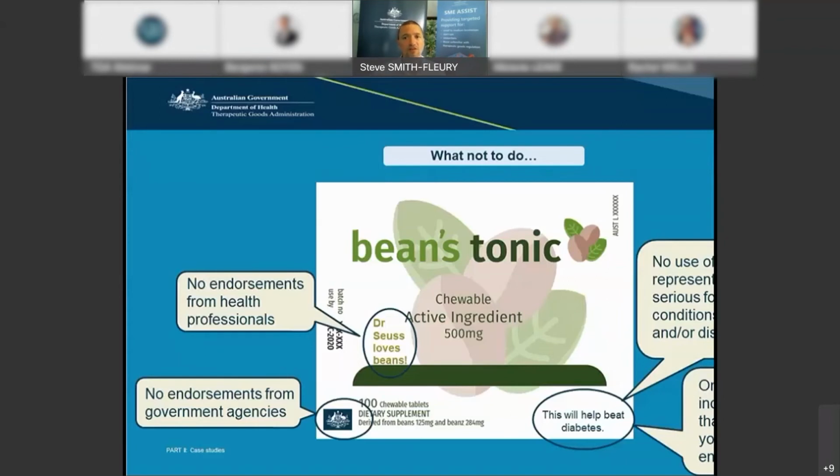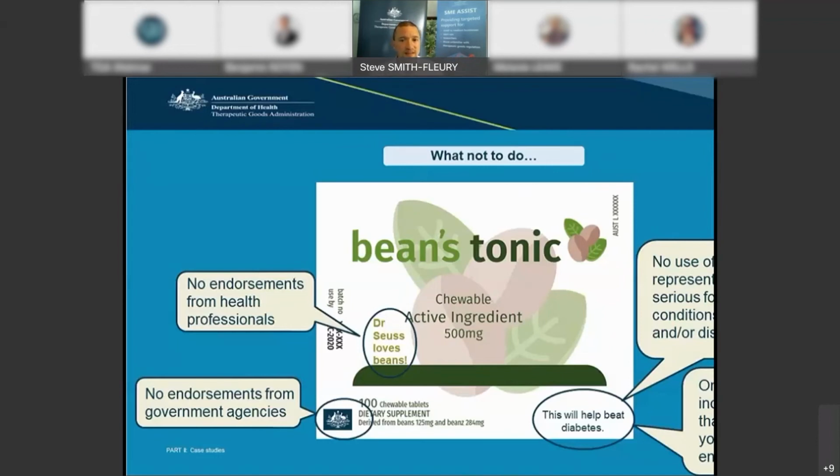So the Advertising Code gives information about endorsements. Your advertisement can't be endorsed either directly or implied by certain factions such as the government, government organisations or health professionals. In this example, old Dr. Seuss is representing a health professional. He's saying that he loves beans. Now we might question if this is really his supporting or endorsement of the product. However, because the name of the product is about beans, so Beans Tonic, this is taken to be an indirect endorsement of the goods, and we would consider this one a breach.